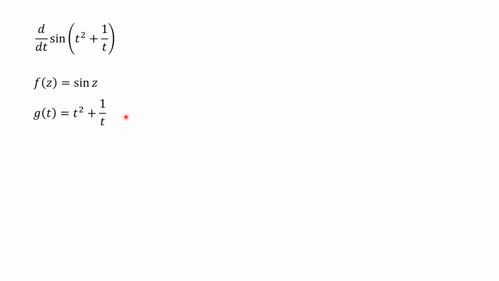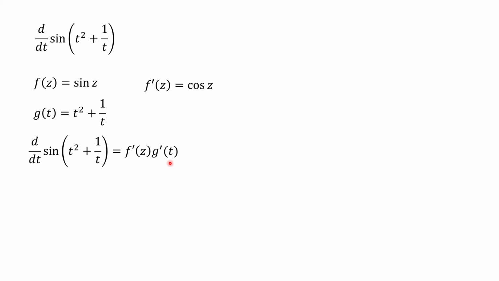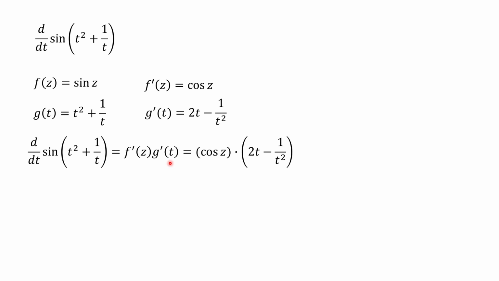And, well, what is the derivative? Well, it's the derivative of f times the derivative of g with respect to their respective arguments. The derivative of sine is cosine. The derivative of g of t is 2t minus 1 over t squared. And all we need to do now is just put those terms here, okay?